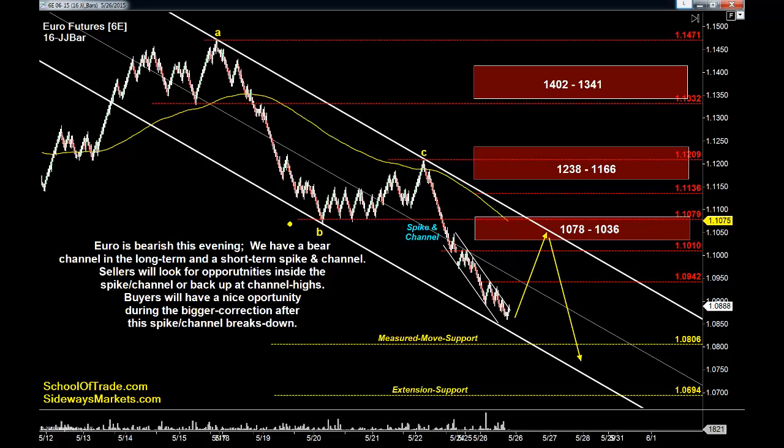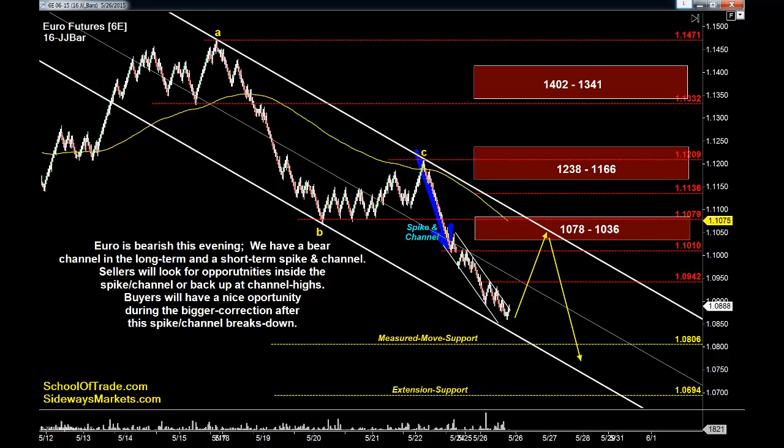So we definitely have potential here with this measured move support area down bottom here at 0806. We definitely have more downside potential here. So you want to stay patient if you're a buyer. One thing we know about being in a spike-in channel is that they almost always produce really dramatic corrections. So, usually they're going to come all the way back to where the channel began, or possibly all the way back to where the spike began, right?